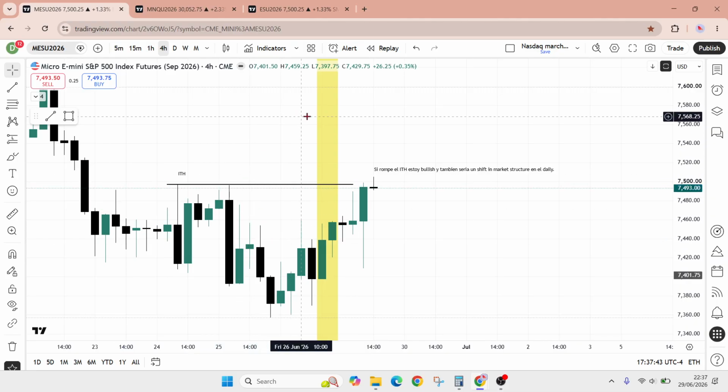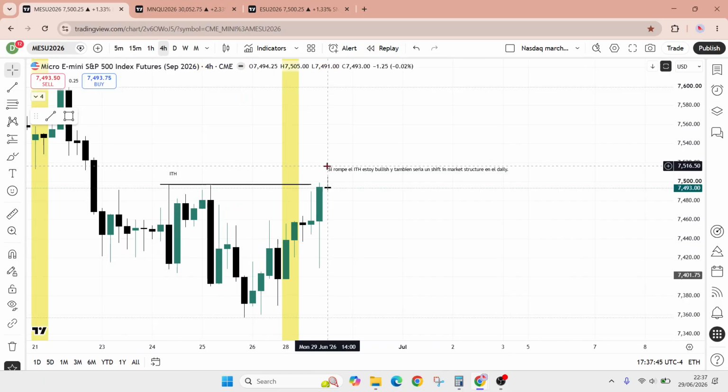Just being honest, 100%. And here I wrote it in Spanish, it's the same thing. And I'm just explaining if this intermediate high is taken, I will be bullish and it will also be a shifted market structure. Now, you cannot call this a shifted market structure without displacement. You want a proper, strong break to the upside to have that confidence. We're going to keep going higher.